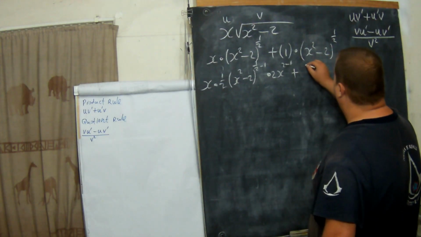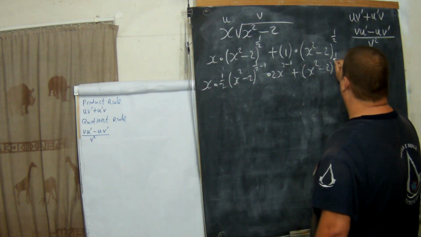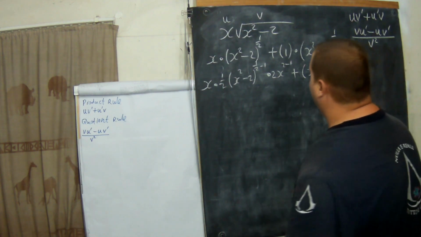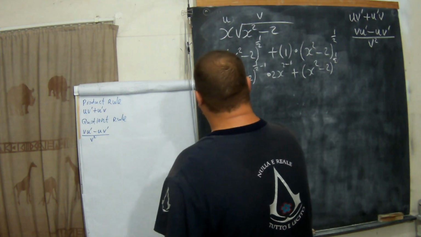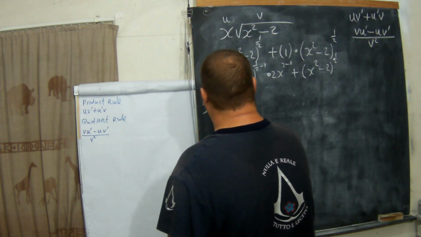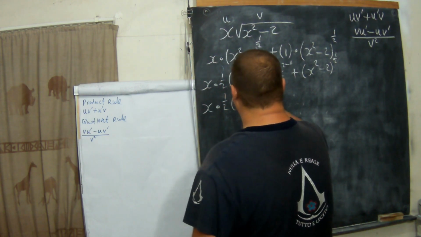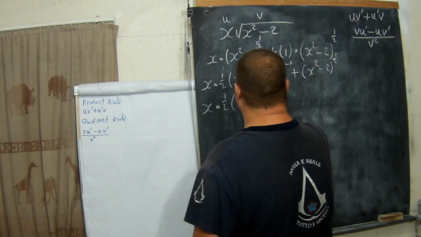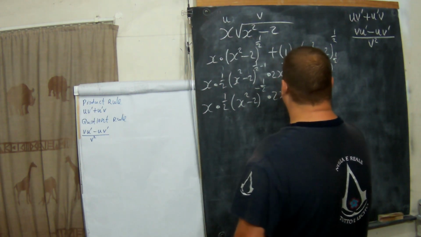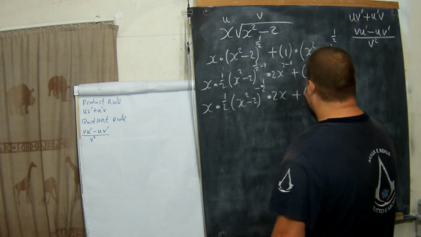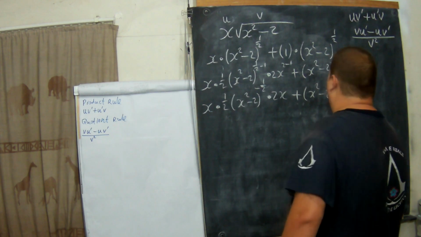Plus (x squared minus 2) to the power of a half. Alright, now we have x multiplied by a half, (x squared minus 2) to the power minus a half, multiplied by 2x, plus (x squared minus 2) to the power of a half.